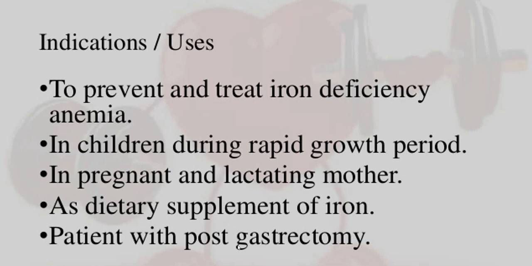Next one is patients with post gastrectomy. What is the meaning of gastrectomy? It is the surgical removal of the stomach. Sometimes the pyloric valve located between the stomach and the first part of the small intestine, the duodenum, is removed, and the stomach is unable to retain food long enough for partial digestion to occur. It is improper digestion. That's why we surgically remove this part, or sometimes remove the stomach totally. That is gastrectomy, the surgical removal of the stomach.